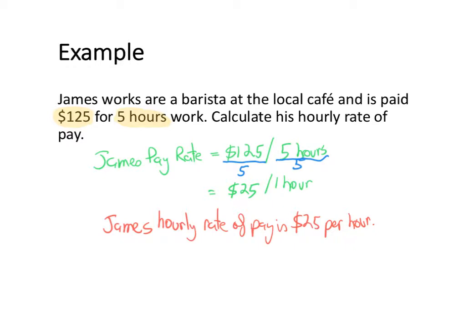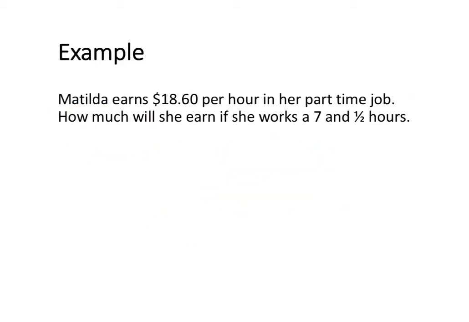So let's have a look at another example using a pay rate in our calculations. In this example, Matilda earns $18.60 per hour in her part-time job. How much will she earn if she works 7.5 hours? So looking at the question, the key information is that Matilda is earning $18.60 per hour and that she works for a total of 7.5 hours. If Matilda is earning $18.60 per 1 hour, then to work out what she earns for 7.5 hours, we need to multiply it by 7.5.